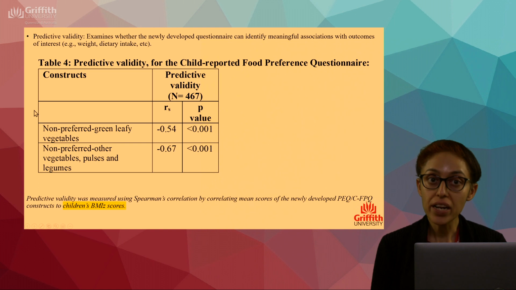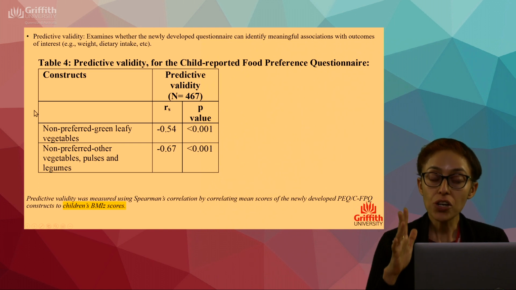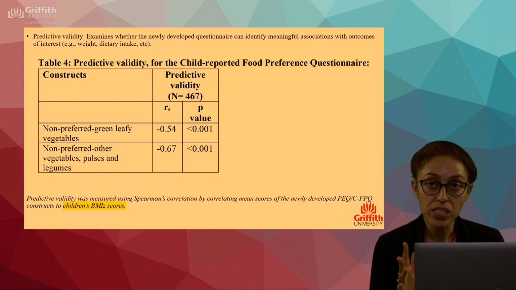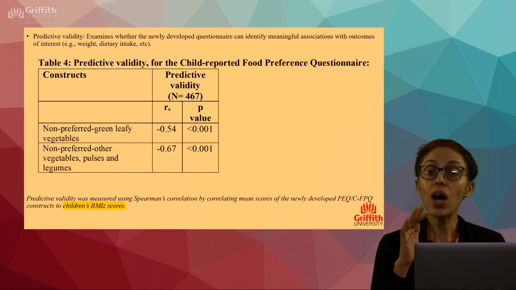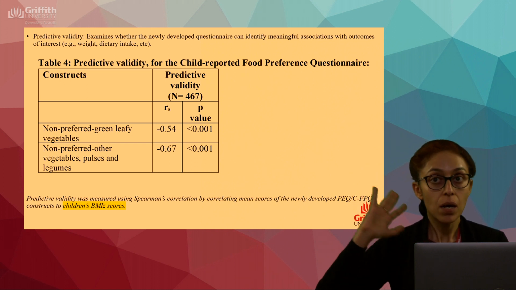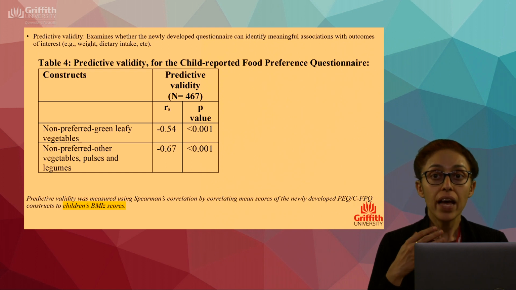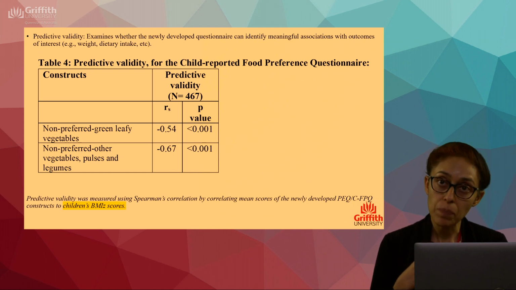Well, the literature tells me that children who are picky about their fruits and vegetables tend to have a lower weight status. This is what the previous literature, other people who have done research studies on picky eating, is telling me. Okay, can my questionnaire do the same thing for children in my studies?